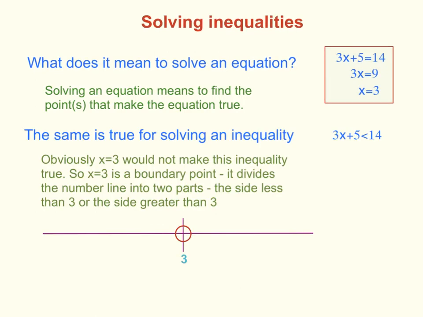Okay, so the same is true for solving an inequality. Obviously, if you think about x equals 3, it wouldn't make this inequality true: 3x plus 5 is less than 14, because we already know that x equals 3 makes 3x plus 5 equal to 14. So x equals 3 is a boundary point. It divides the number line into two parts, the side less than 3 or the side greater than 3.